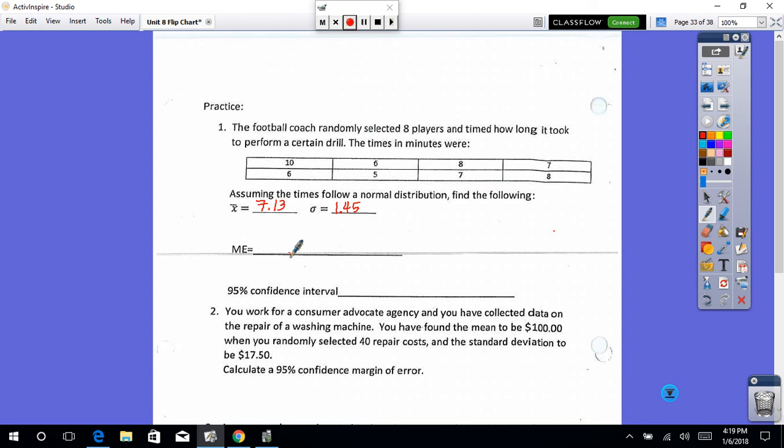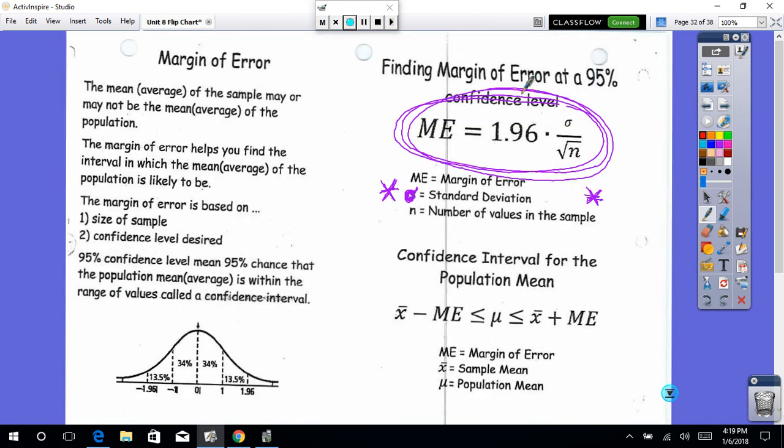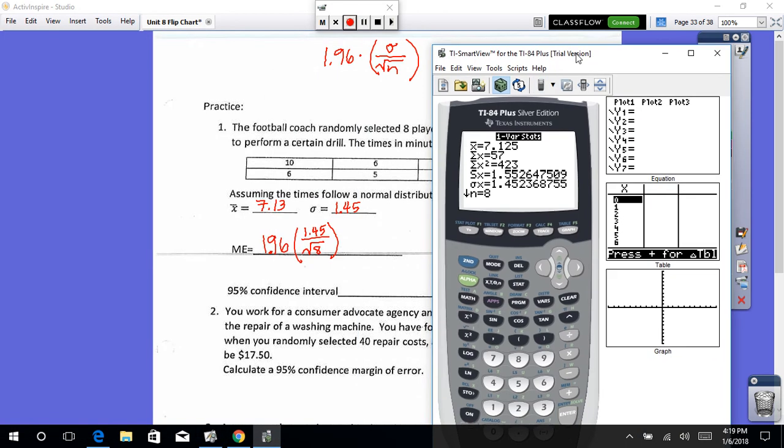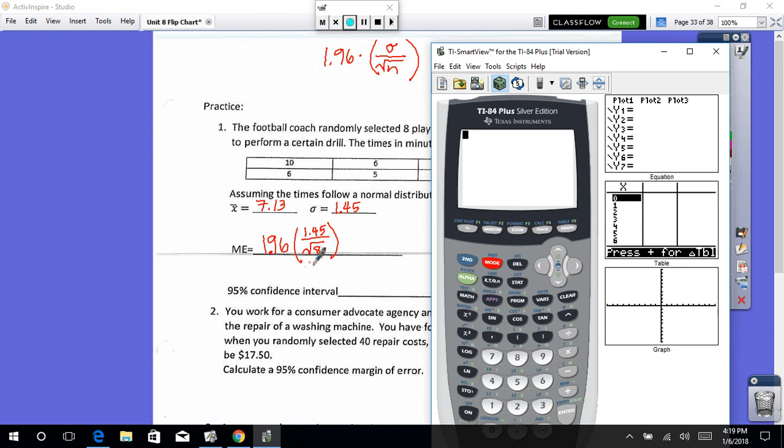Okay, and to calculate our margin of error, we flip it back to the other page. It says 1.96 times our standard deviation over the square root of how many we have. Okay, so in this situation, it is 1.96. Our standard deviation, according to our calculator, is 1.45. Okay, over the square root, we had 8 players. Watch how I'm going to put this in my calculator. It is going to look just like this right here.